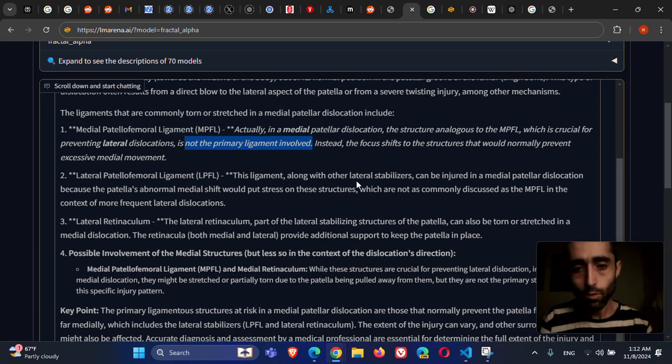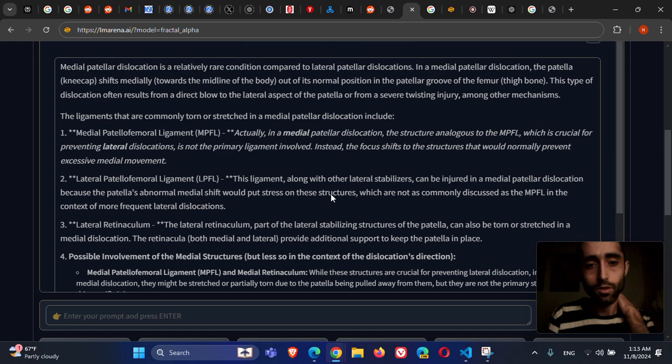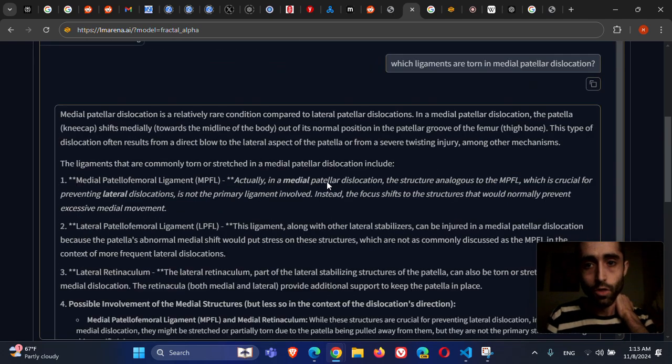This ligament, along with other lateral stabilizers, can be injured in a medial patellar dislocation because the patella's abnormal medial shift would put stress on the structure. This is the right answer, and it answered correctly again, as before. And this is quite hard for LLMs to do.